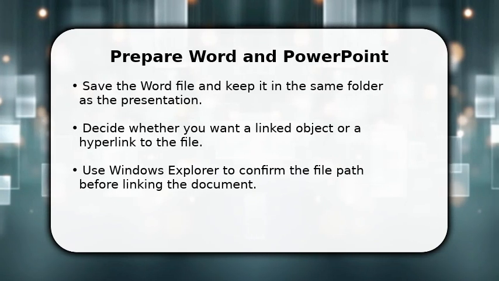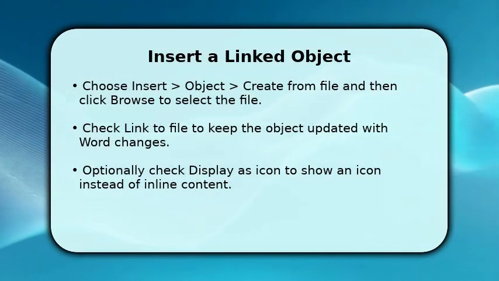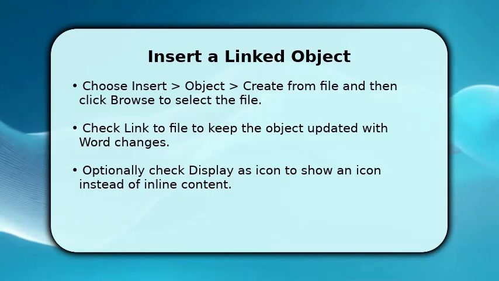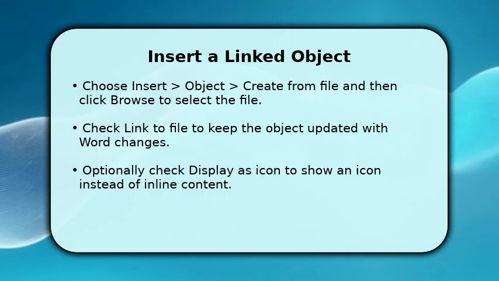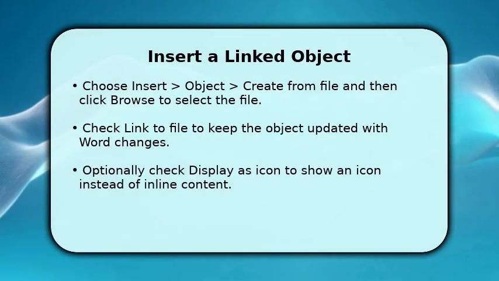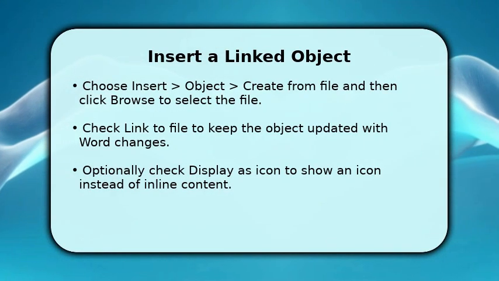Open your slide and select the Insert tab in PowerPoint to add an object. Choose Object, then choose Create from File and click Browse to select the saved Word file. Check Link to File to maintain a live link that updates with Word changes when refreshed. Optionally, check Display as Icon to show a clickable icon instead of embedding document content. Click OK to place the linked object on the slide and position or resize.